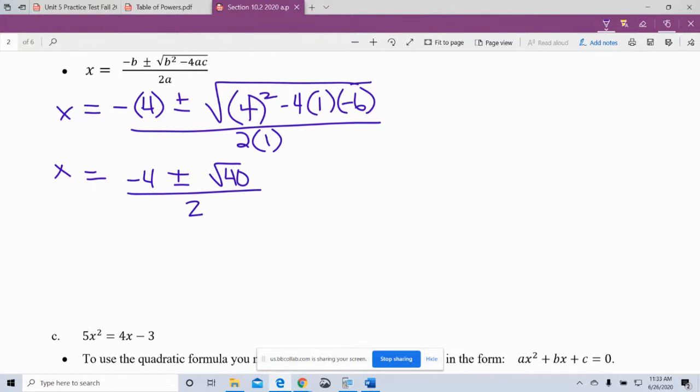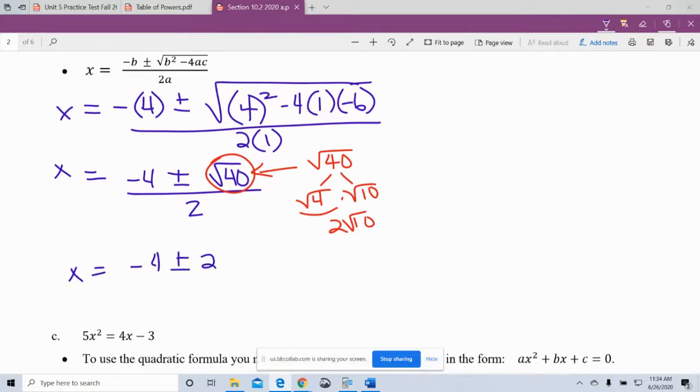Now 40, unlike 121, is not a perfect square. In fact, the only perfect square factor that it contains other than 1 is 4. So I'm going to factor this, and I'm just going to do it off to the side here, right? Square root of 40 is square root 4 times square root 10. This is 2. Square root 10 can't be simplified.